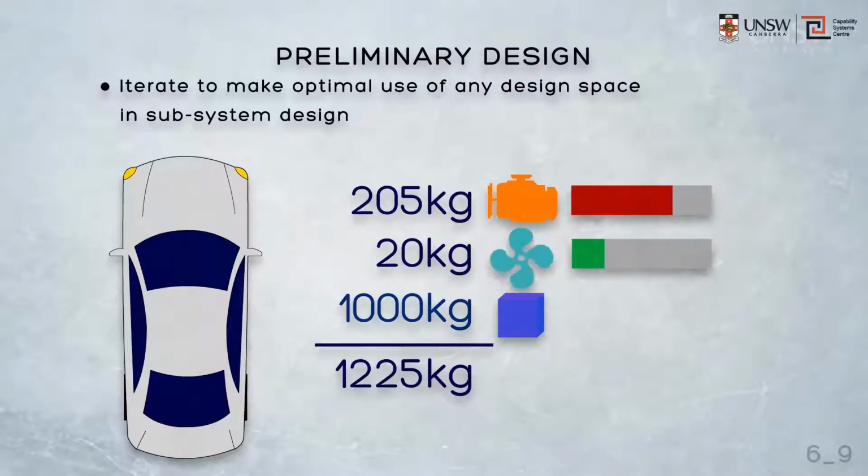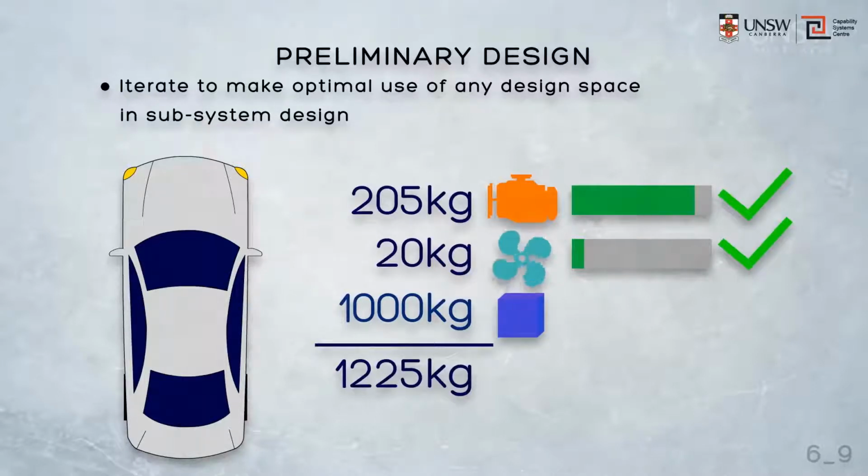What if the air conditioner could be designed not only to be a little bit lighter, but could also be designed to consume a little bit less power from the engine than initially thought? Now the engine does not need to produce as much power as previously and can weigh 205 kilos. By using some of the design space available from the air conditioner, we have given the engine designers much needed room to move.